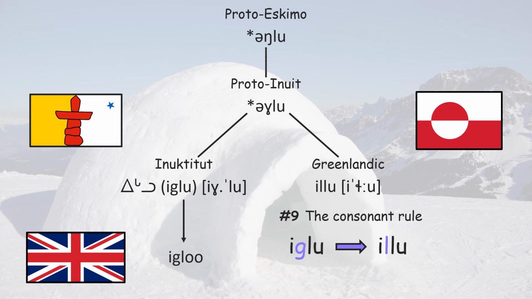Still, we don't pronounce this word as illu, but as illu. In fact, there's another sound rule, known as the fricative rule, which states that a doubling of certain consonants, such as the L, will turn them into devoiced fricatives. In this case, the L becomes a lateral fricative sound like S, which is very typical for Greenlandic.